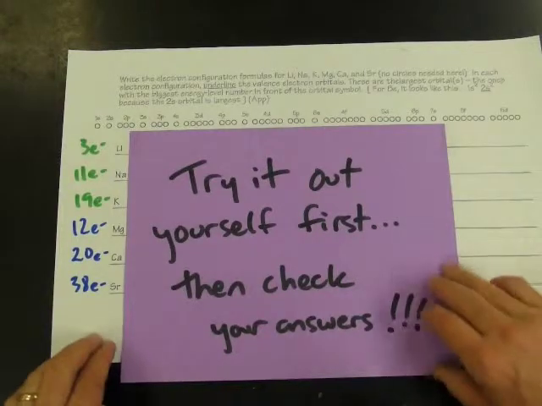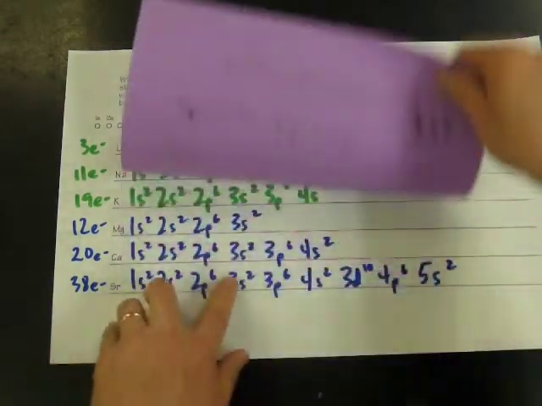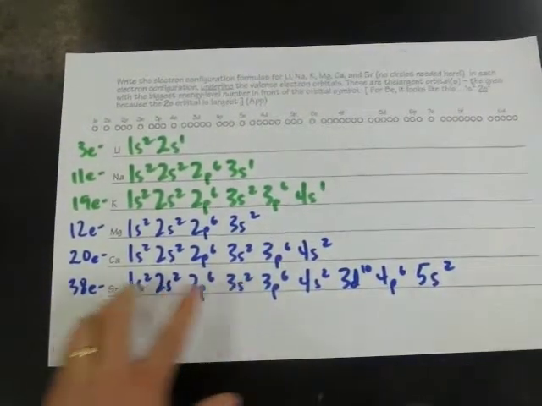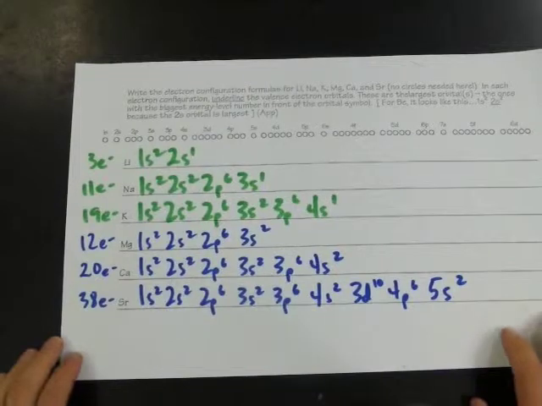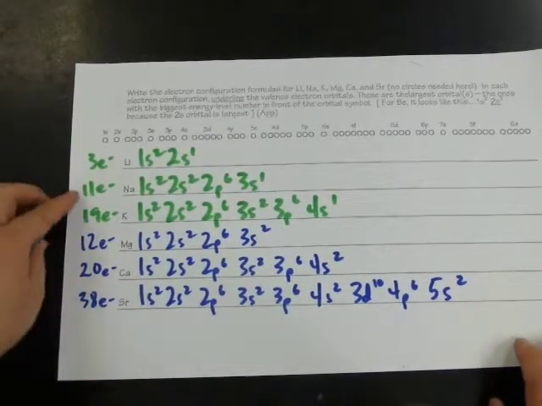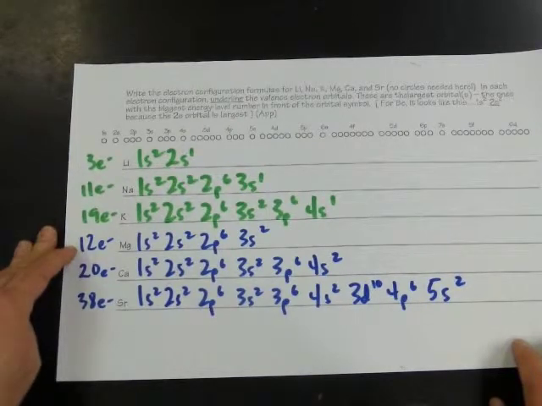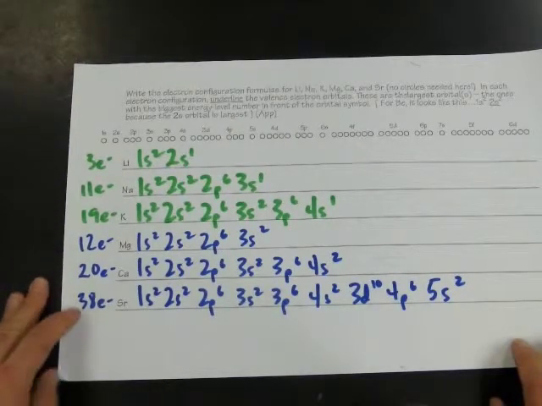Okay, now you've had a chance to write out those electron configurations. Let's take a look and see how you did. So I wrote out the 3 electrons for lithium, the 11 electrons for sodium, and the 19 electrons for potassium, 12 for magnesium, 20 for calcium, 38 for strontium.